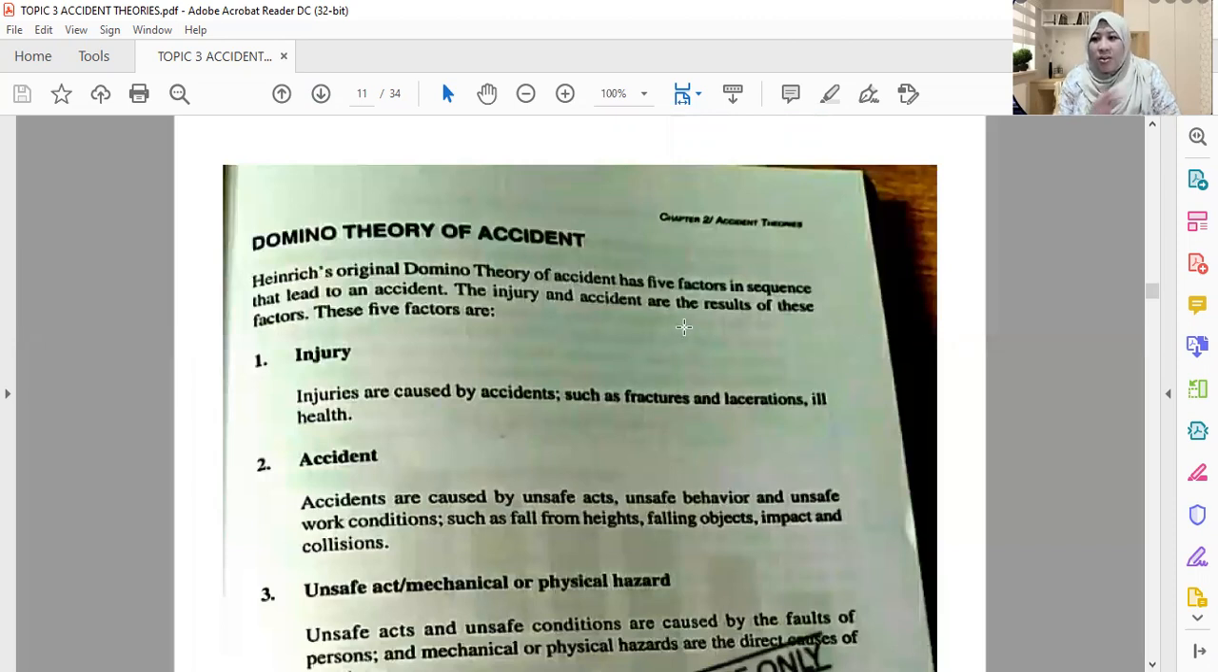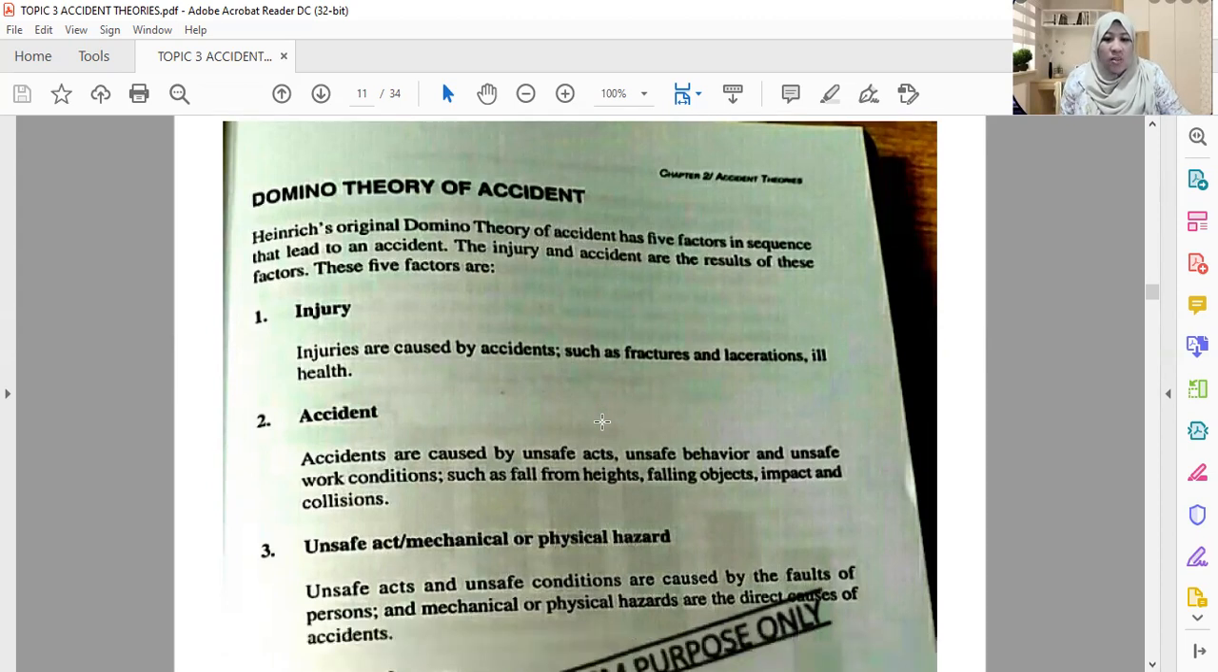So as you can see from the layout and in the video here, who actually developed this domino theory? This is derived from one of the scholars called Heinrich. In Heinrich's original domino theory, there are 5 factors in sequence that lead to an accident. Basically, the injury and accident are the results of these factors. Number one, as we can see here, is injuries.